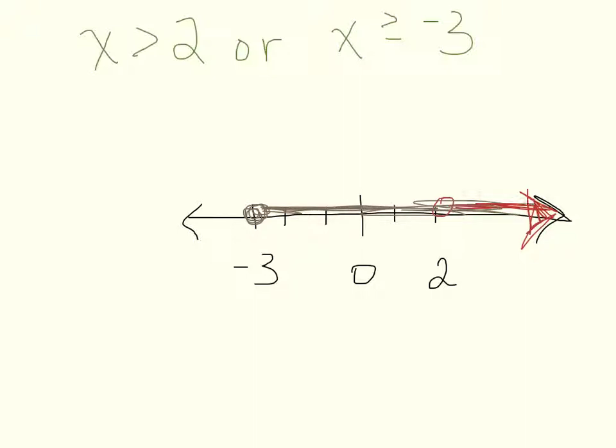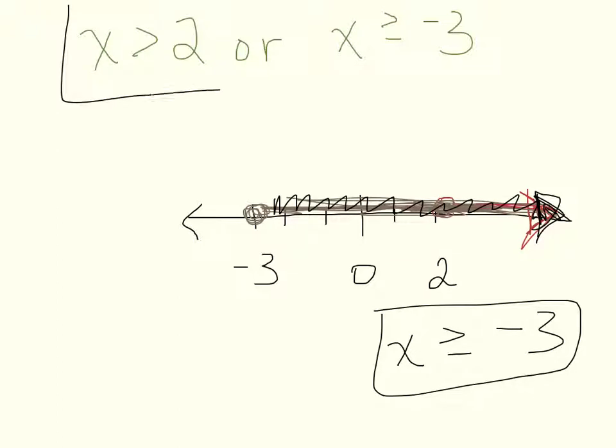And what ends up happening is as I'm shading, I realize that the open circle at positive 2 gets filled in, so that any of the values that are now part of my shading, any of these values to the right of negative 3, are solutions to this inequality. So my final solution is actually just x is greater than or equal to negative 3. But it's certainly appropriate for me to write it as a system or as a set of two separate inequalities. But I must remember to leave the OR linking the two.